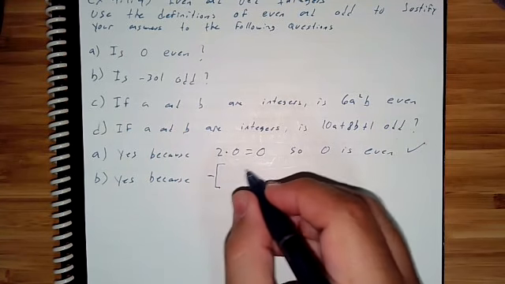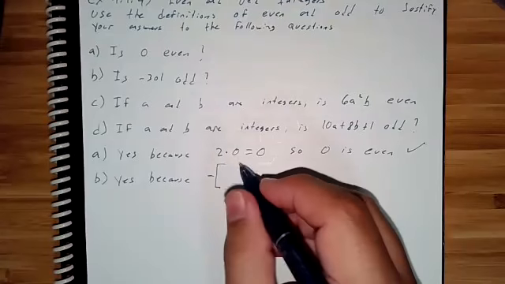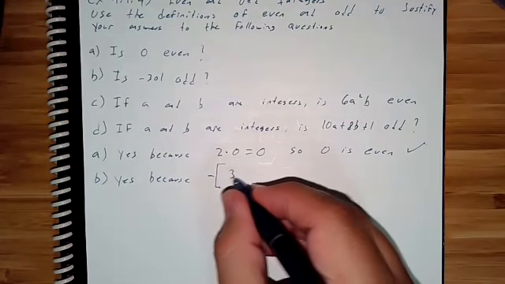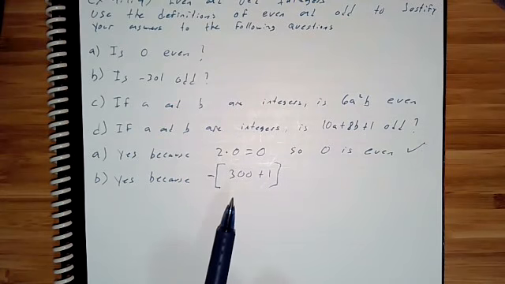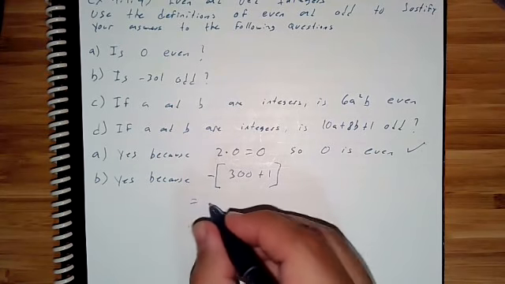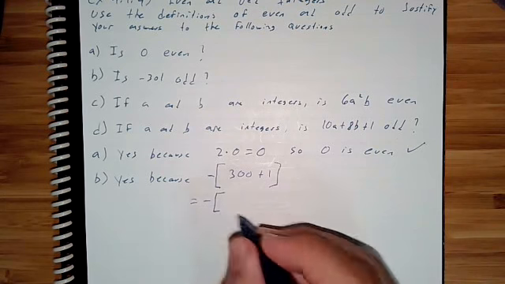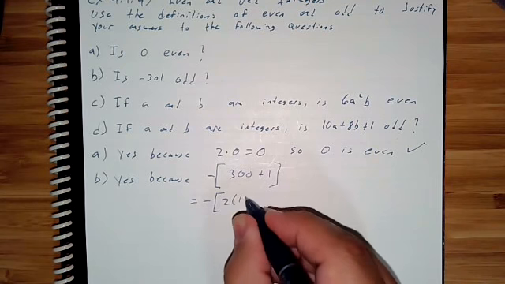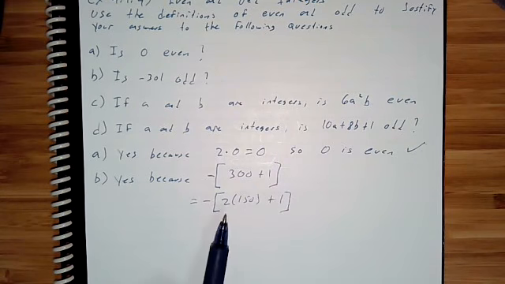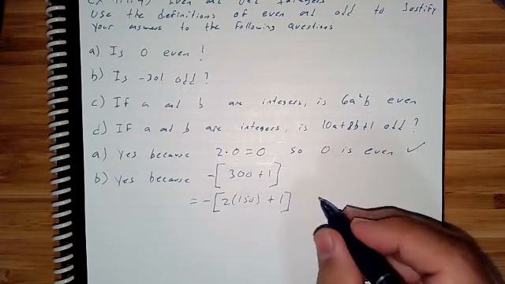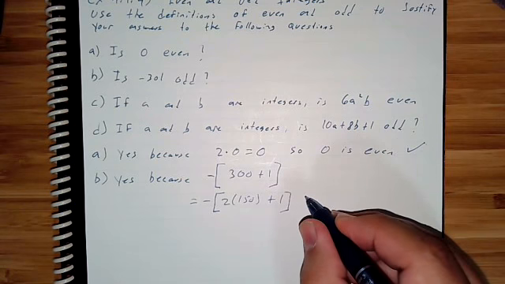If I break off a 1, you agree that this is the same as negative 301. So this would be the same as saying negative times 2 times 150 plus 1. So I can write it as 2 times some integer plus 1. So that means yes, that's why it fits the definition of odd.